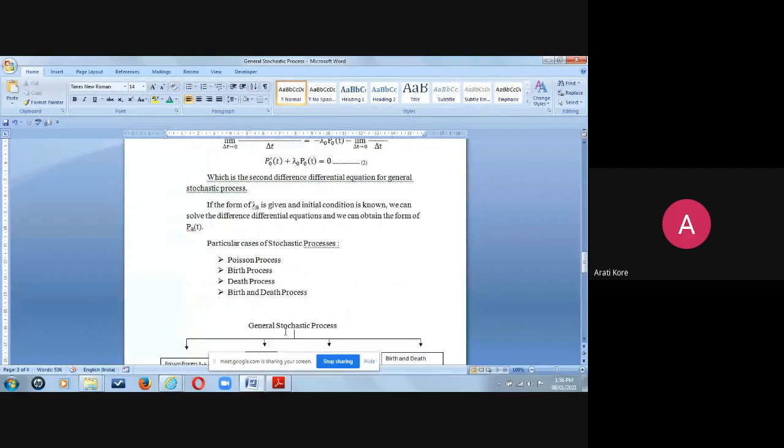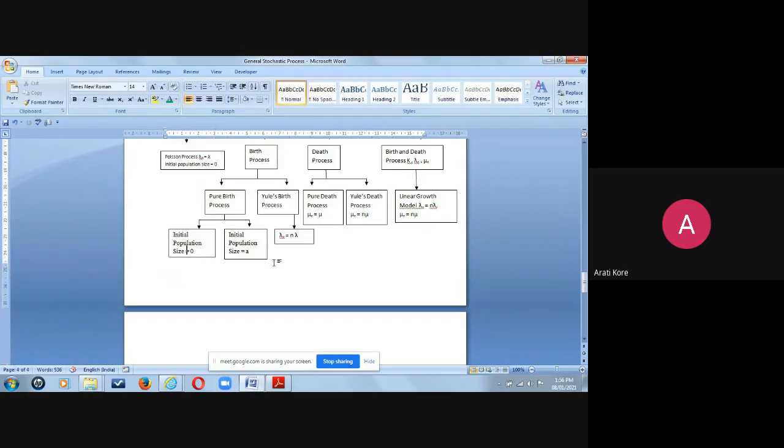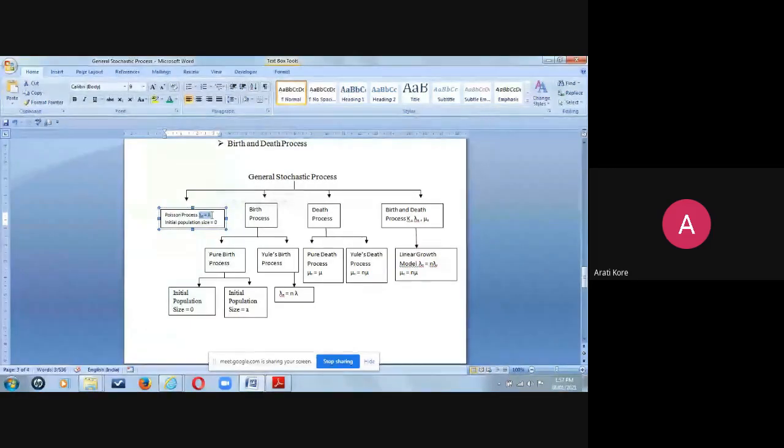Now, what we are going to study in stochastic processes are different particular cases of stochastic processes. Poisson process, which is very popular, birth process, death process, birth and death process. Okay. So, you can see this is a flow chart, not exactly a flow chart, I can call it a diagram, which shows that the general stochastic process is divided into 4 different types: Poisson process, birth process, death process, birth and death process. In Poisson process, the rate of change lambda n is equal to lambda. The rate of change is independent of the current population size. The rate of change is always constant. And here the initial population size is 0.